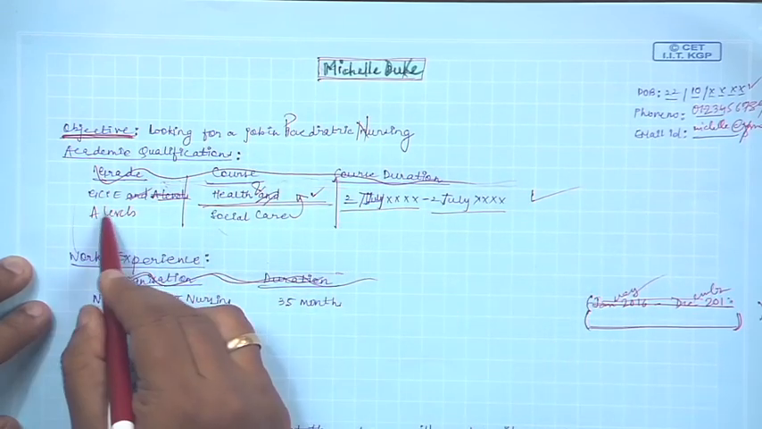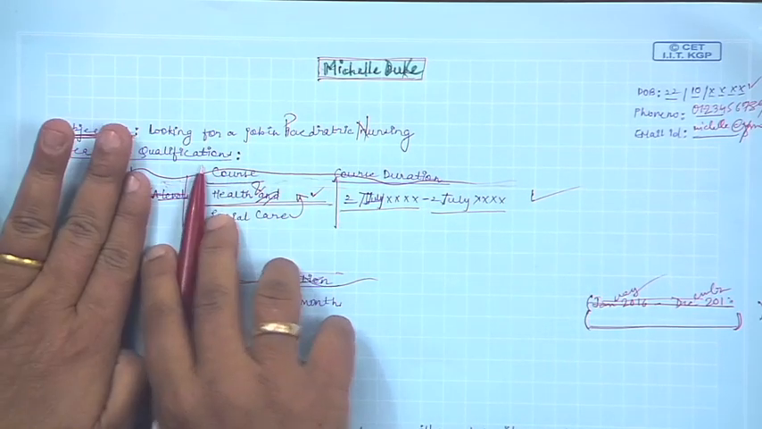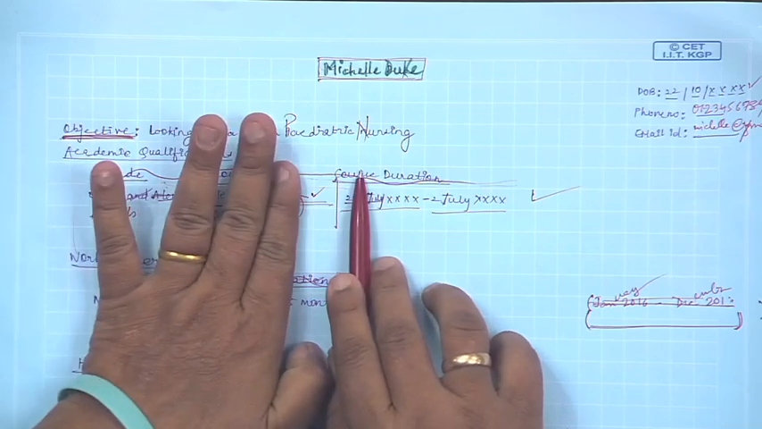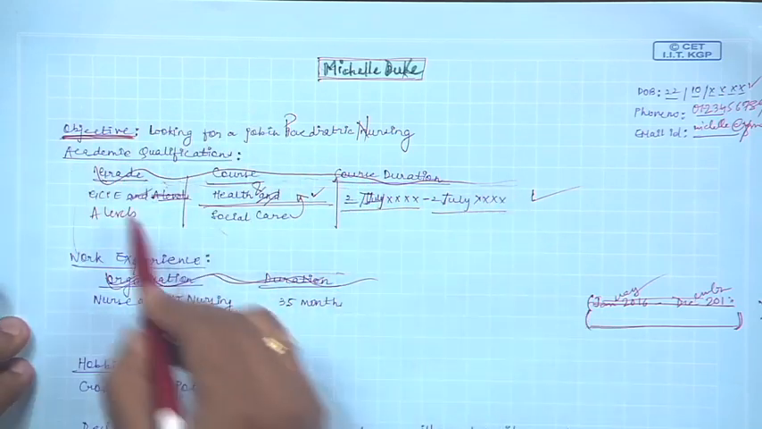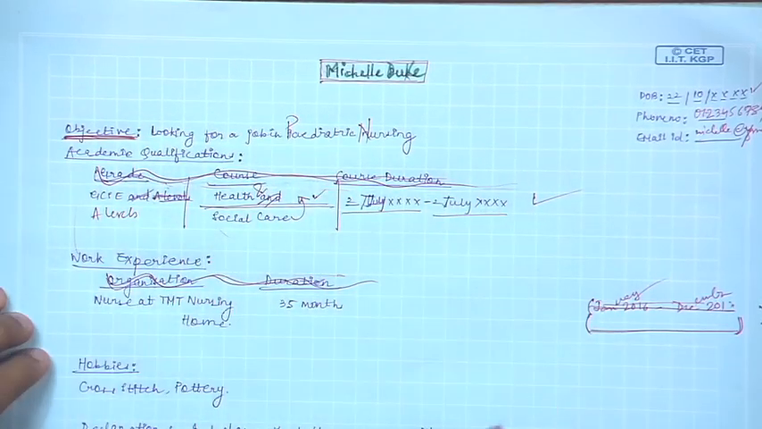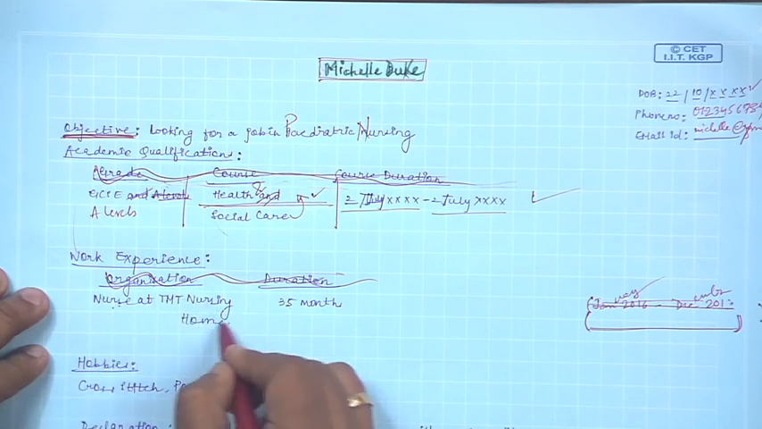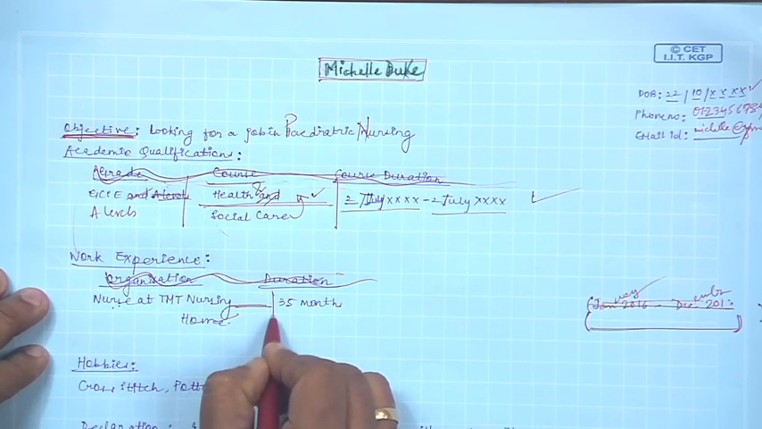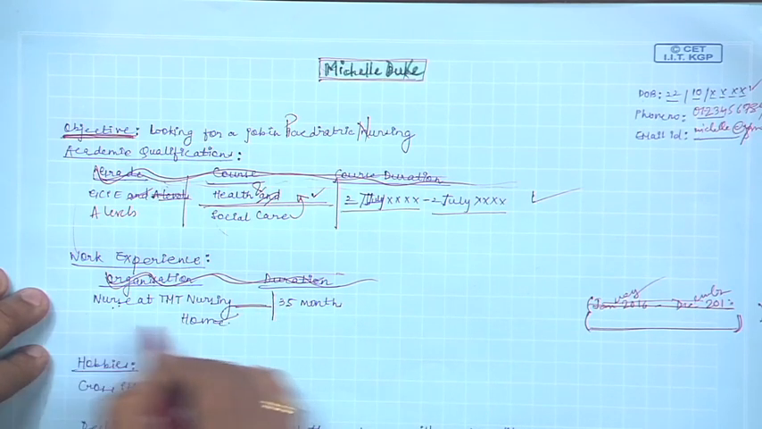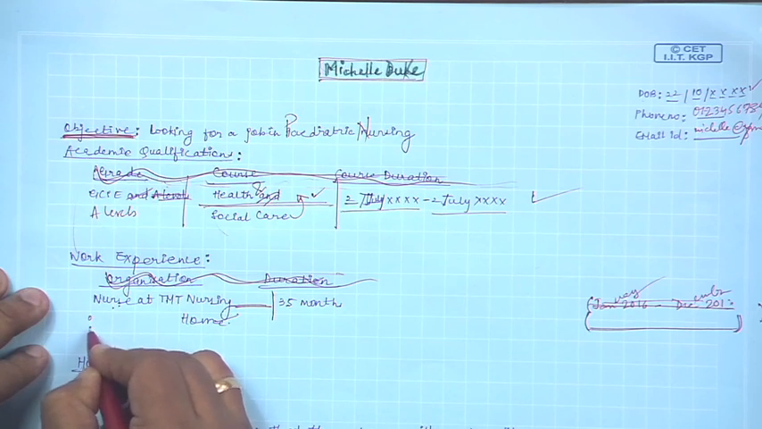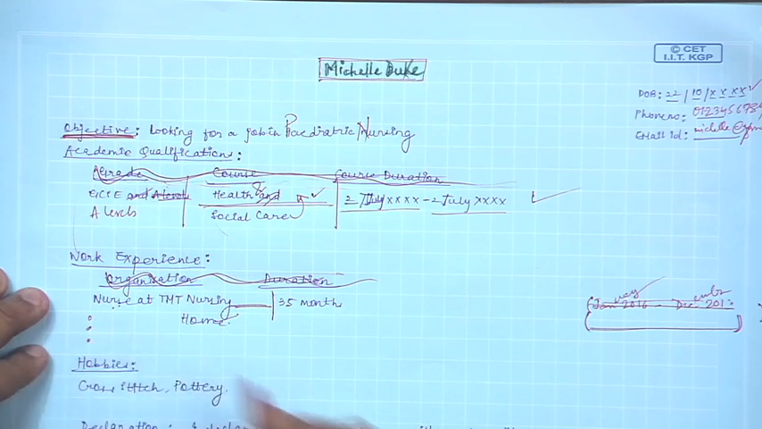It is understood that GCSE A levels and then space and health and social care, then space and then the period. It is understood that this is grade and course duration. Then we come to her work experience and nurse at TMT nursing home. This should first of all be written in one line, and here you could provide details. As nurse, what did she do?